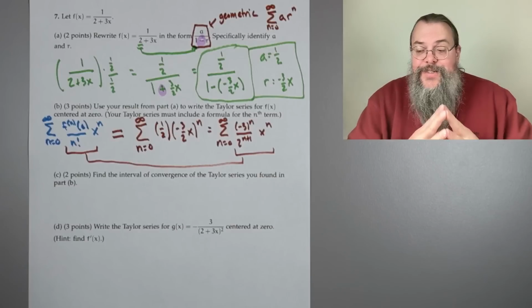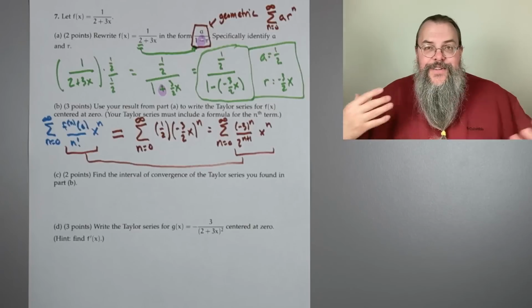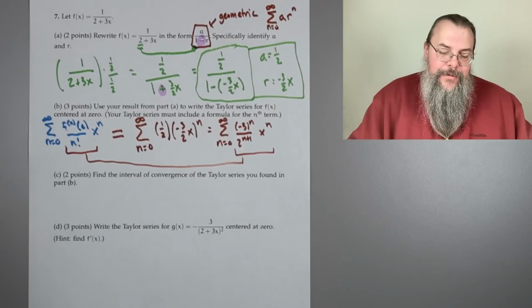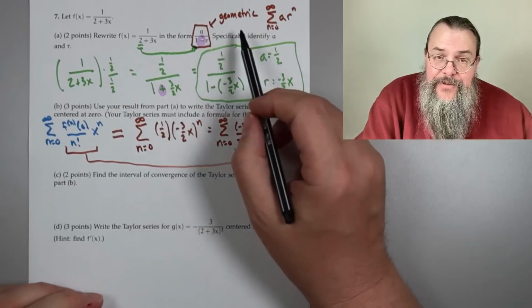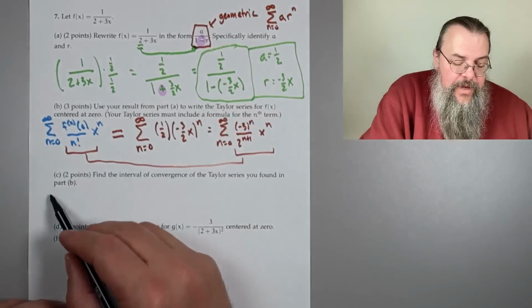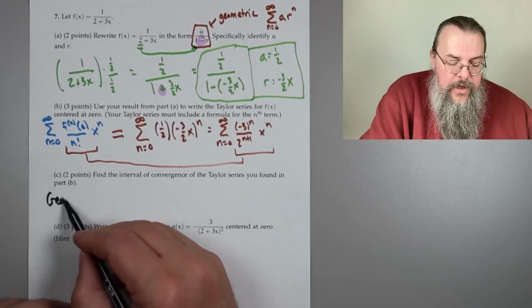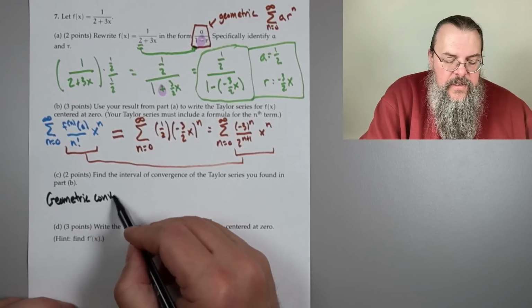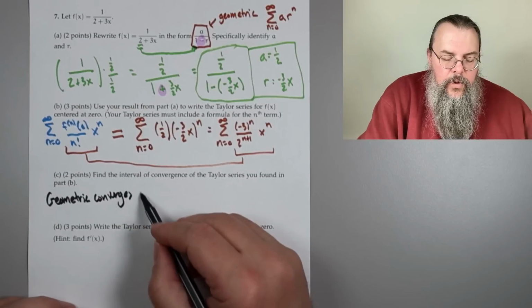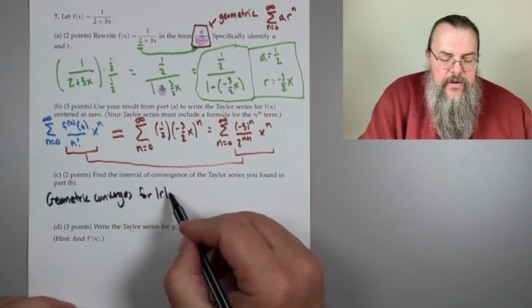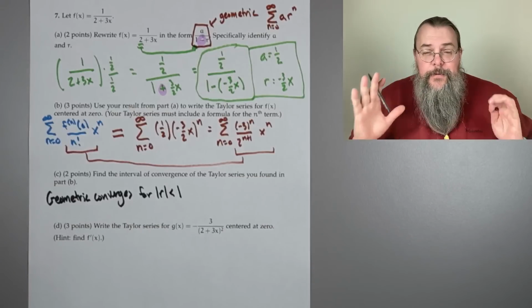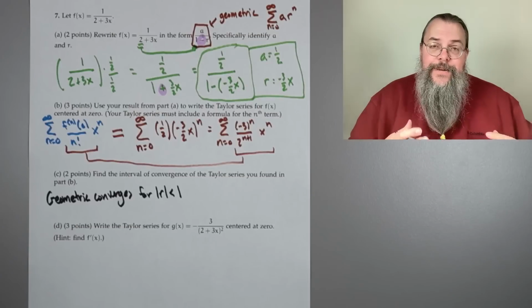Okay, so here's where again we say, let's not start from scratch. We know how to do this because it came from a geometric series. So the rule for geometric is what? Geometric converges when the absolute value of r is less than 1. And that's as simple as that. If you're building off geometric, you know when that converges.